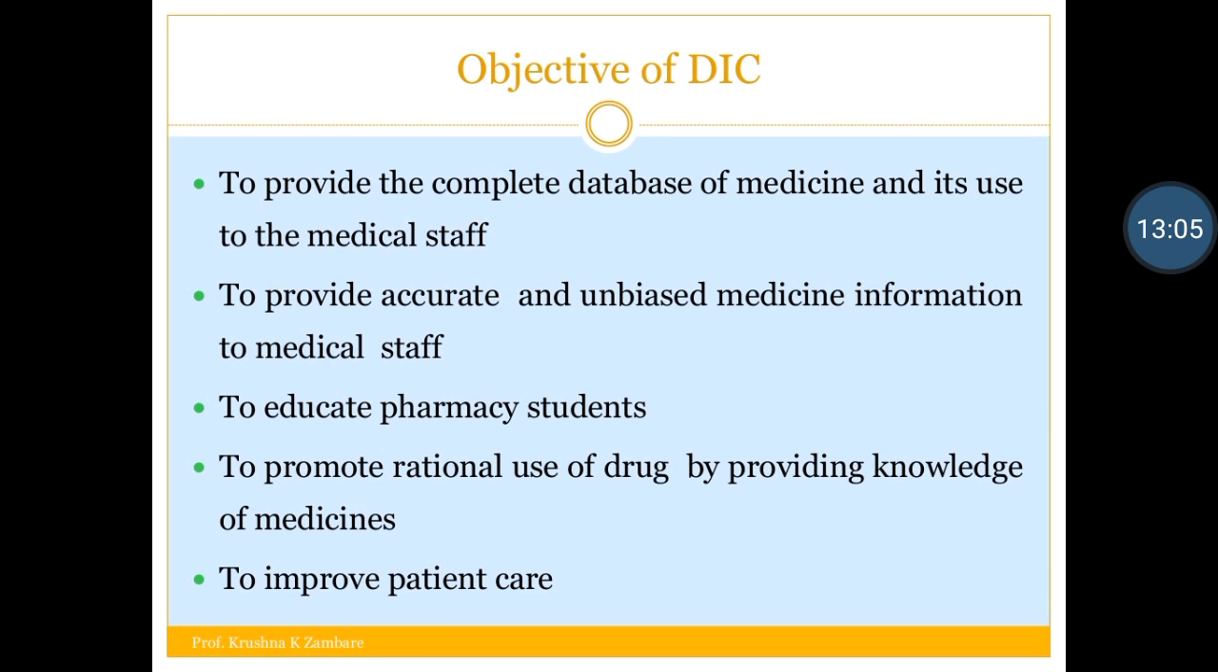To provide accurate and unbiased medicine information to medical staff. All medical staff should be given the information. It shouldn't happen that one person gets the information and another does not. Then, to educate pharmacy students, so they can produce new information and give training to new pharmacy students. They take training so that they will have all types of information for the medical staff.